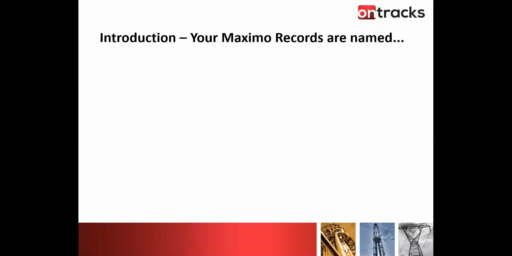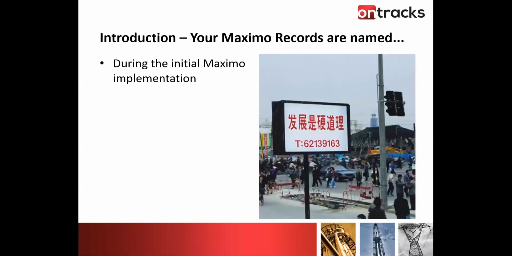So how are your Maximo records named today? Well, today they're typically named during the initial implementation of Maximo. And this may have been many, many years ago. At the time, there may have been a misunderstanding, or there may have been a very good understanding of how you should be naming your records, and at the time that may have made a lot of sense. To represent things like your location hierarchy.